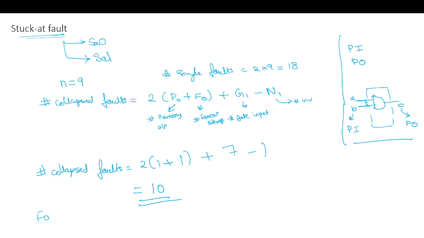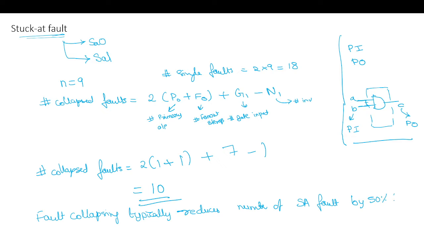So this concept of fault collapsing typically reduces the number of stuck-at faults by 50 to 60%.